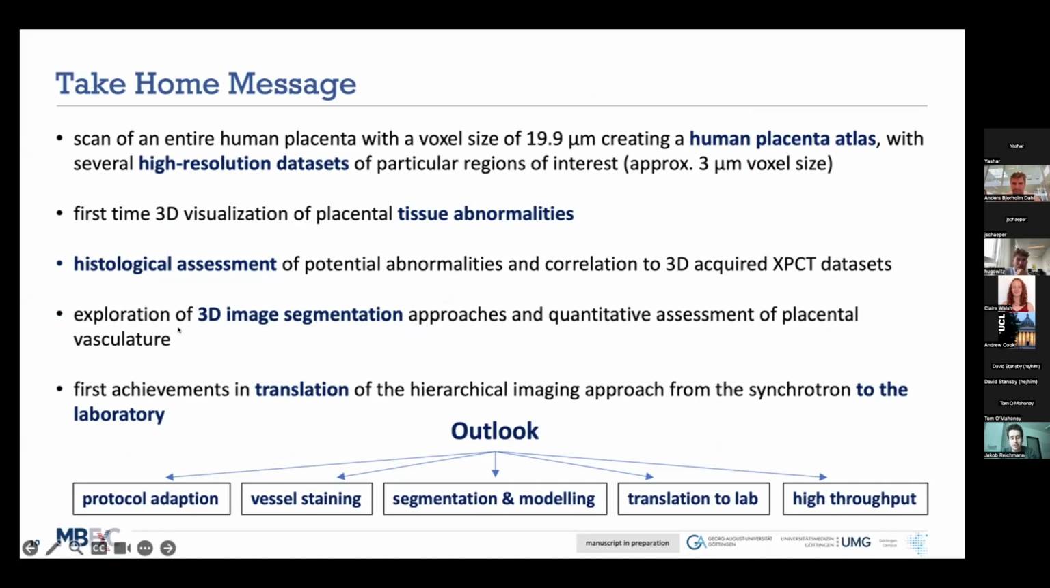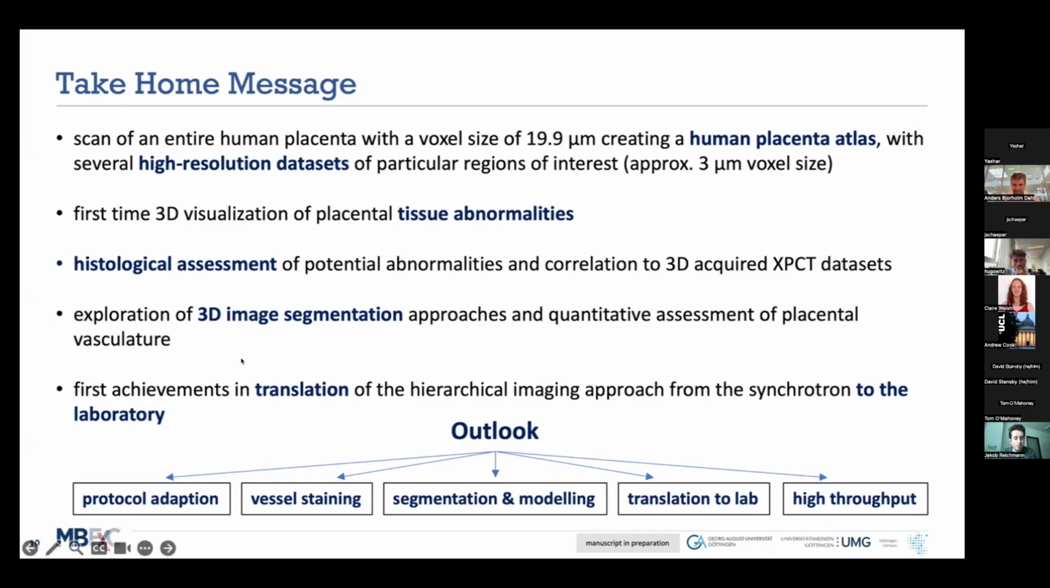And by this, we tried to explore it with 3D image segmentation, as I tried to show, and saw that there are still some challenges to take. But this would be something for the outlook.